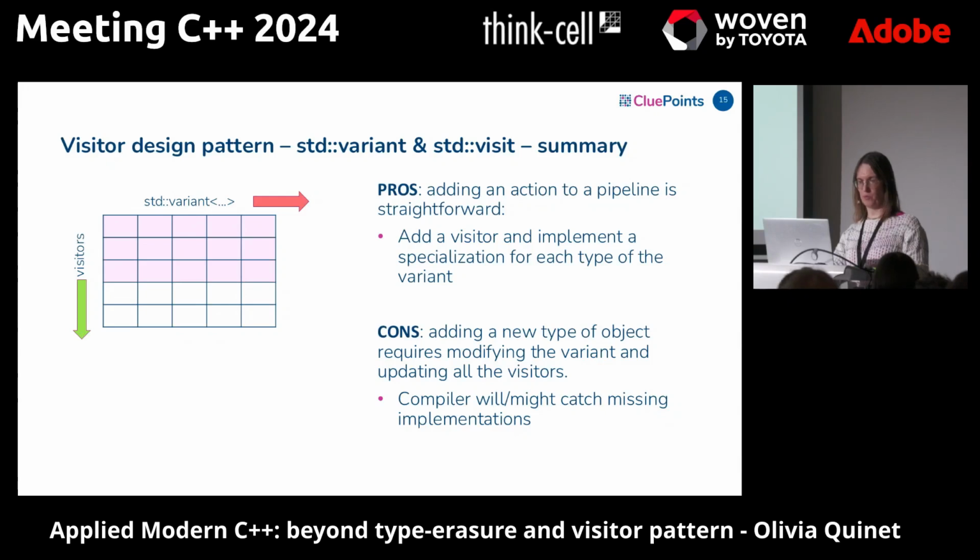Summary for std::variant. The pros: it's very easy to add an action to a pipeline. You just need to implement the action for each type of the variant. But of course, there are some cons. If you want to add a type to the variant, you have to update all the visitors. Also, std::variant is not well suited if you are going to mix lightweight objects with heavyweight objects, because you are going to waste a lot of memory, especially if you have a vector of variants.